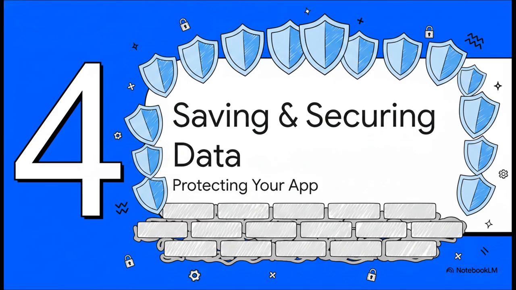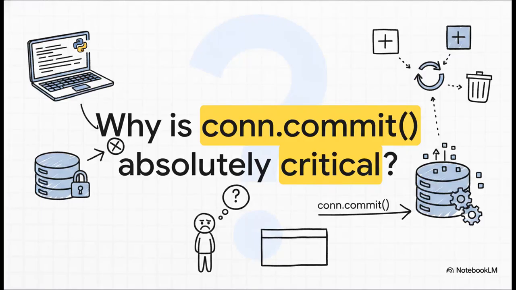We've laid the bricks, sure, but if we don't mortar them together securely, the whole app is at risk. And look, it is incredibly common for beginners to write absolutely perfect Python code, run their script without a single error, go check their database, and find exactly 0 changes were made. Which naturally leads us to this huge, vital question. What exactly is con.commit, and why is it absolutely critical after inserting, updating, or deleting data?